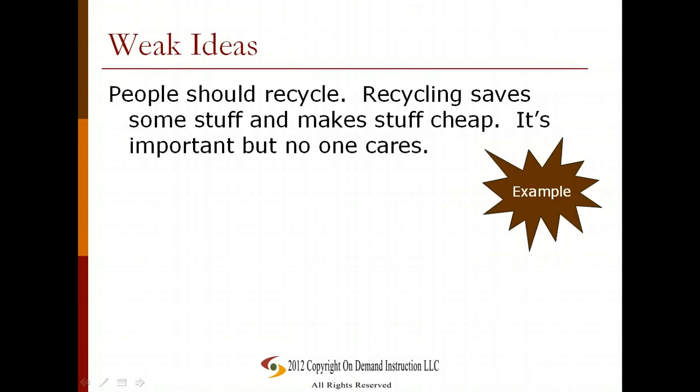Here's another example with recycling. People should recycle. Recycling saves some stuff and makes stuff cheap. It's important, but no one cares. So here, if you notice, we're actually talking about pretty similar ideas as we did in the previous paragraph where we discussed recycling. The problem here is that the ideas are presented in a weak manner, not in a strong manner. And that's what we need. We need strong ideas.